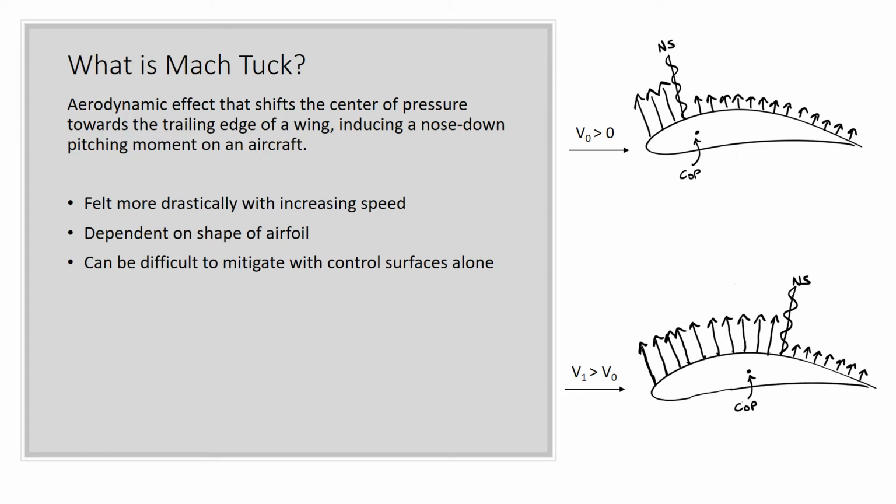Mach tuck is an aerodynamic effect that shifts the center of pressure towards the trailing edge of a wing. And what this ends up doing is inducing a nose-down pitching moment on an aircraft.